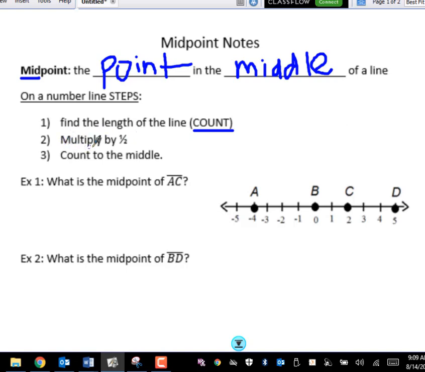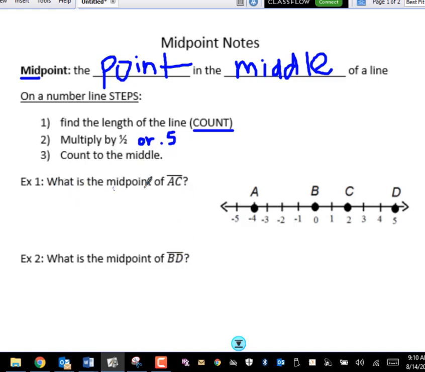So what are you going to do? You're going to multiply by a half. If you're feeling super special, you could do multiplying by 0.5, because that's just half as a decimal. And then that's going to give you a number. Once you get that number, you're going to count that many to the middle of the line. So we're going to do 2 examples together right now.